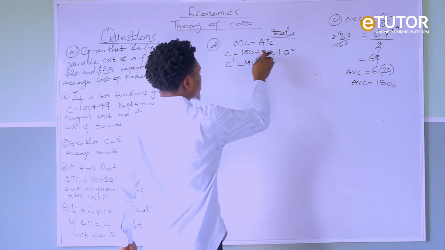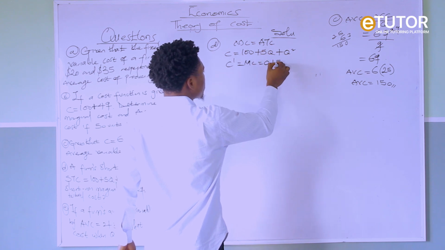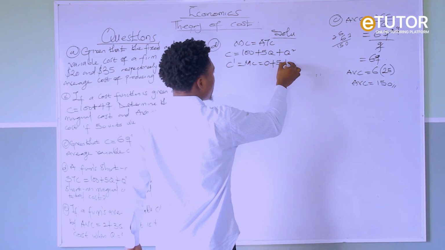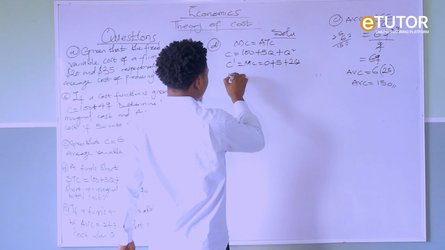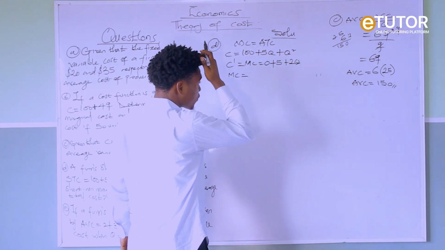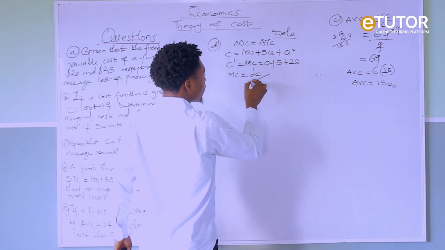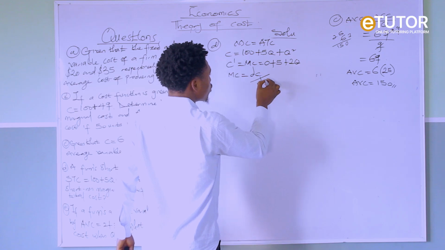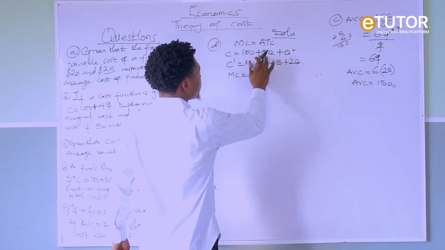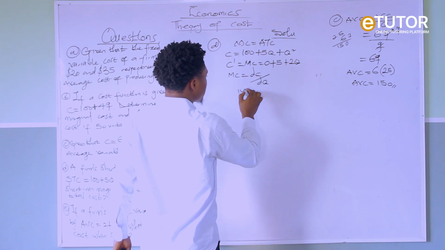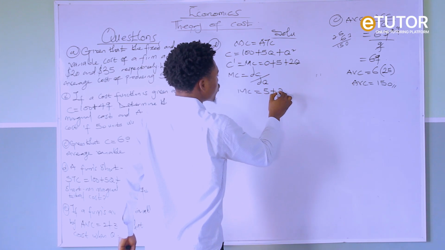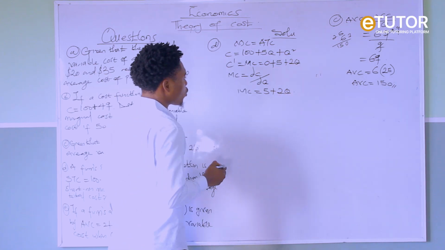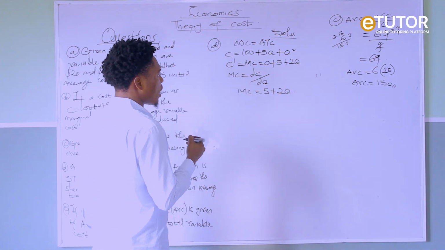Plus 5q. What's 5q? That's 5, right? Then plus what? This will give us 2q. How did I get this? Don't forget that our MC, when we have a cost function, is the derivative of C with respect to q. So when we find the derivative of this, we are going to get MC equals 5 plus 2q. You have gotten our MC.